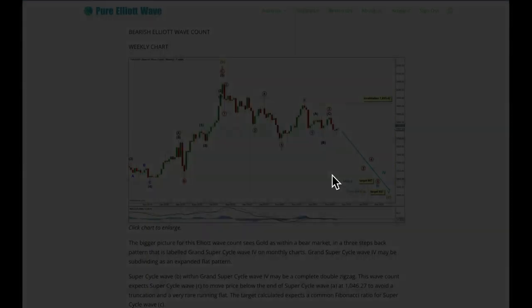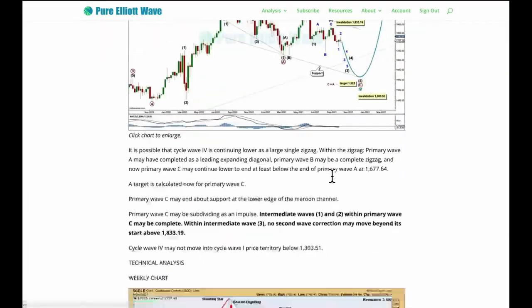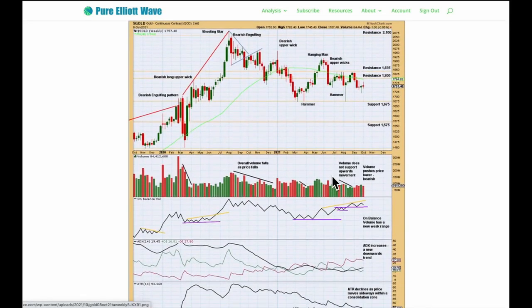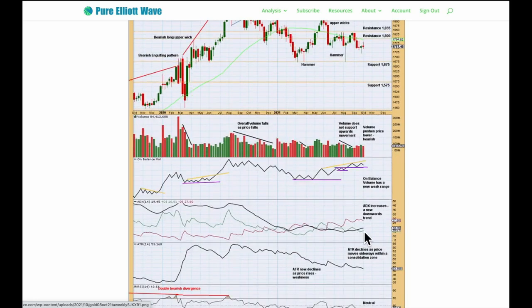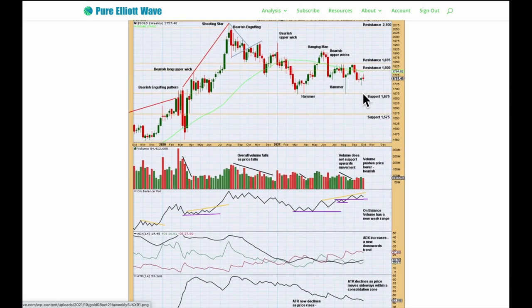At the weekly chart level, let's take a look at some classic analysis now and see which of those two wave counts has more support. Price is essentially range bound with resistance about 1835 and final support below about 1675, although there is more support around here in a little cluster. ADX tells us that there is a new downward trend, however, I really would want to see price close below support before I have really good confidence in that, although ADX does support a bearish wave count at this stage. Volume has been pushing price lower.